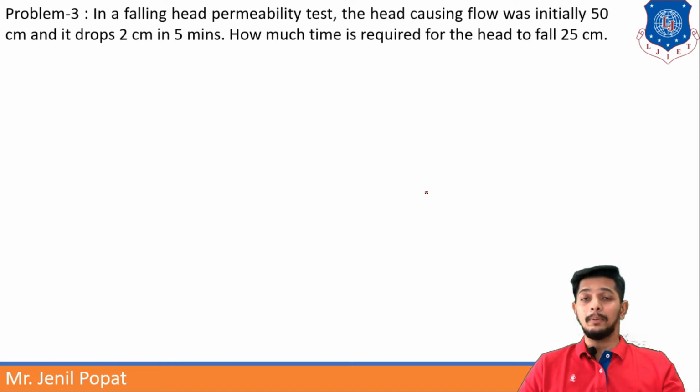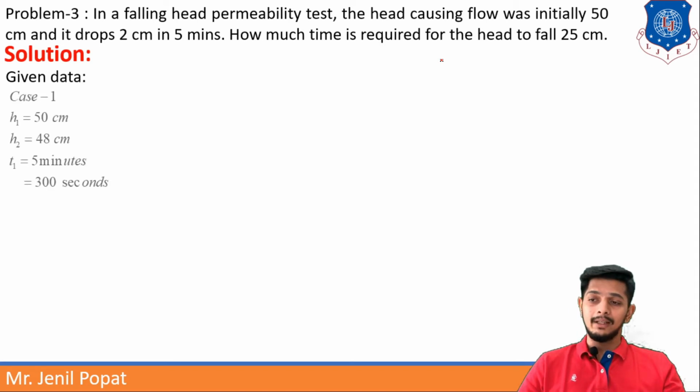In a falling head permeability test, the head causing flow was initially 50 cm and it drops 2 cm in 5 minutes. So initially it was 50 cm, then it drops 2 cm, so it became 48 cm in 5 minutes. How much time is required for the head to fall 25 cm? So it is quite easy.